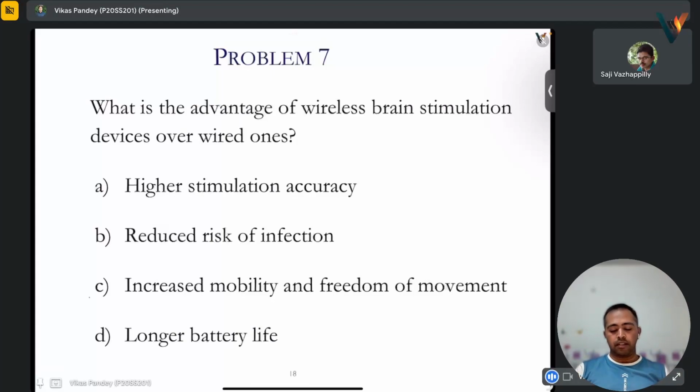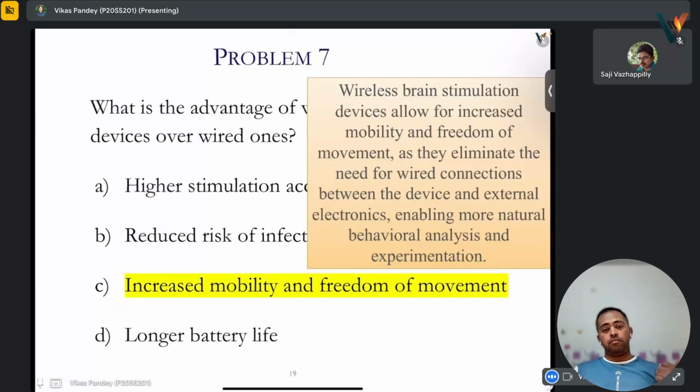Because we discussed that if we have a wired device, the person will have to be at a distance, like he or she cannot go beyond it. But wireless will give us increased mobility and freedom of movement, as they don't need this close proximity and connection. Okay, so natural behavior analysis and experimentation is possible. Like you are not holding someone, he is able to move and freely respond whenever you are stimulating the person. So that gives better understanding also.